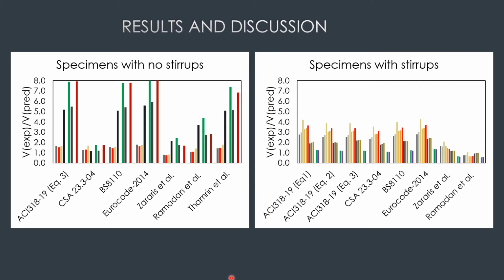For the other equations that were developed for the T-sections, like the Ramadan et al. and the Zararis et al., the predictions provided closer values to the shear capacity of the beams with stirrups and without stirrups, compared to the design guidelines.